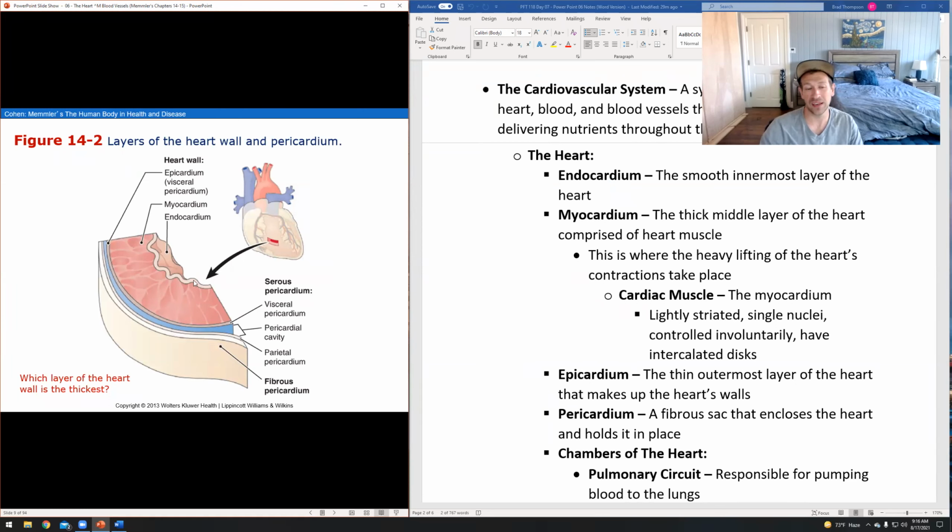Now, the next layer, moving away from the center of the heart, we start to get into what's called the myocardium. Remember we mentioned this when we talked about muscles the other day. Anytime you hear the word myo, we're in muscle territory, right? Your heart is comprised of heart muscle. We call it cardiac muscle.